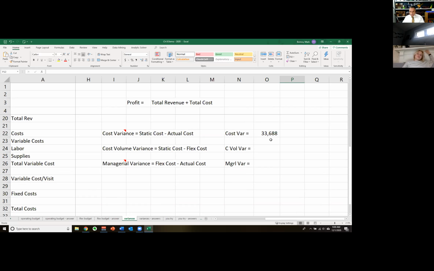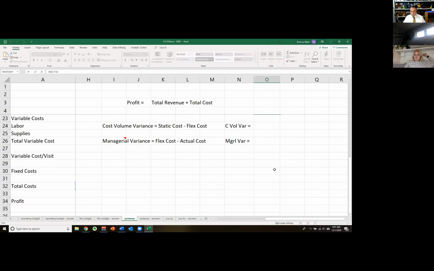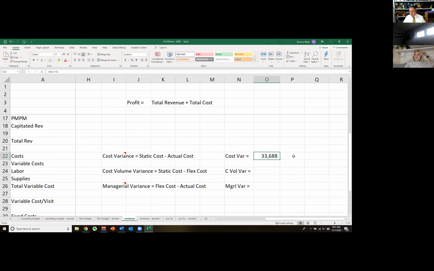All right, so down here in cost variance, last time we calculated just the cost variance. And the cost variance is the result of the overall change in costs. And so we looked at and compared the total expected cost, the static cost, minus the actual cost to give us 33,000, and it's a positive.